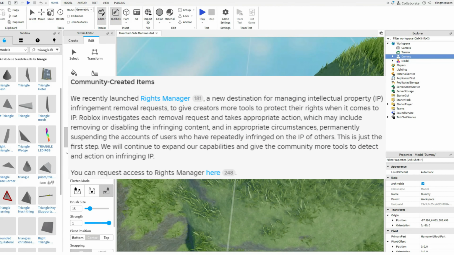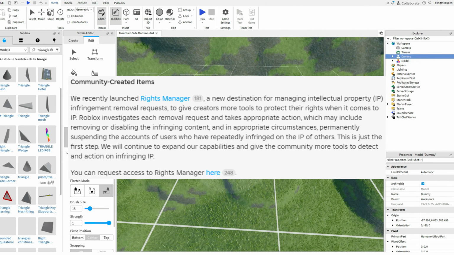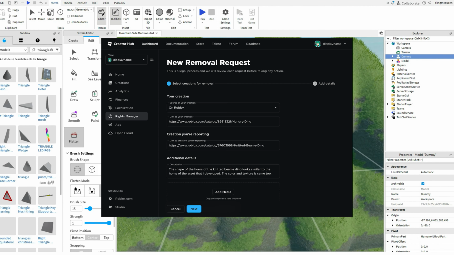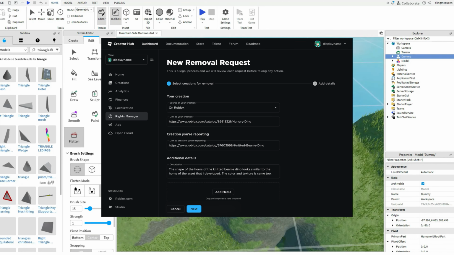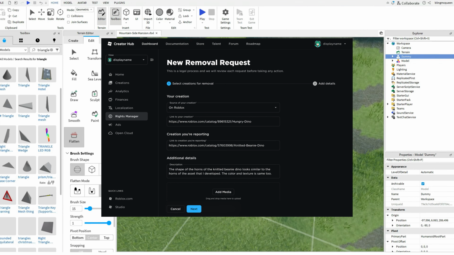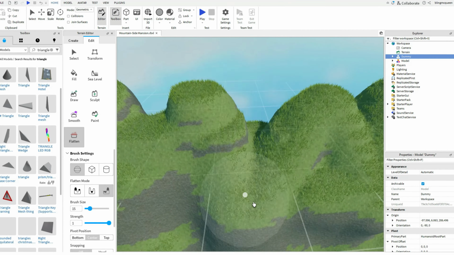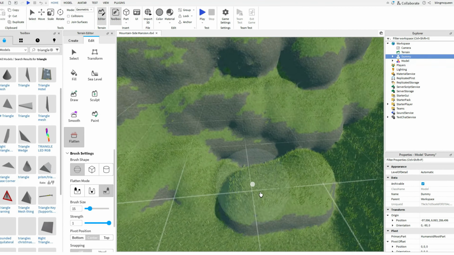This is a tool allowing users to submit a removal request if you think someone is re-uploading your assets or infringing your copyright. The page looks like this, where you specify where the item is, the link to your item, the link of the infringing item, and then the details. This is an objectively good feature since it allows users to protect their own created works.